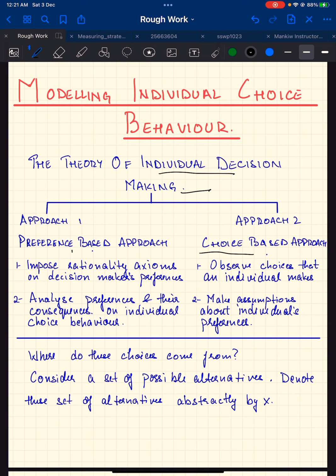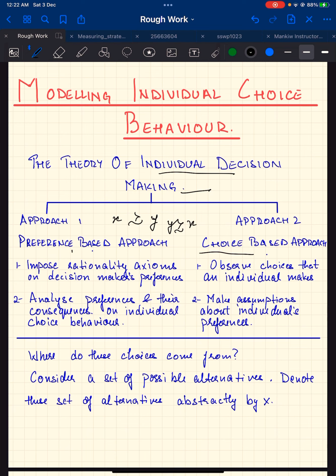So, for example, you must have come across the preference relation "at least as good as" when studying preference relations using the preference based approach. We might have a set of alternatives and we might say that x is at least as good as y, or y is at least as good as x, or both. And then we predict what the individual would choose if faced with these choices.